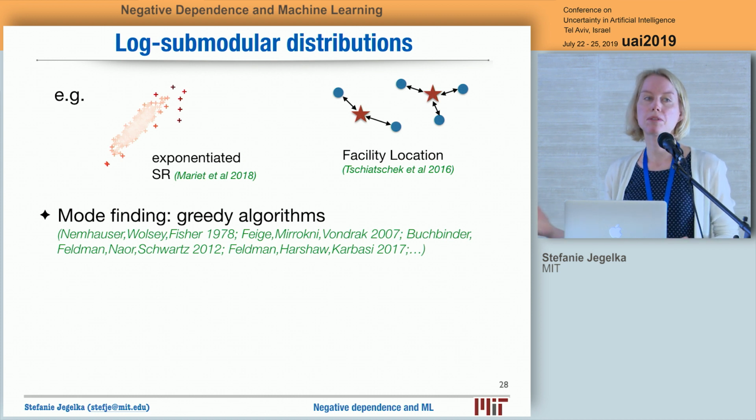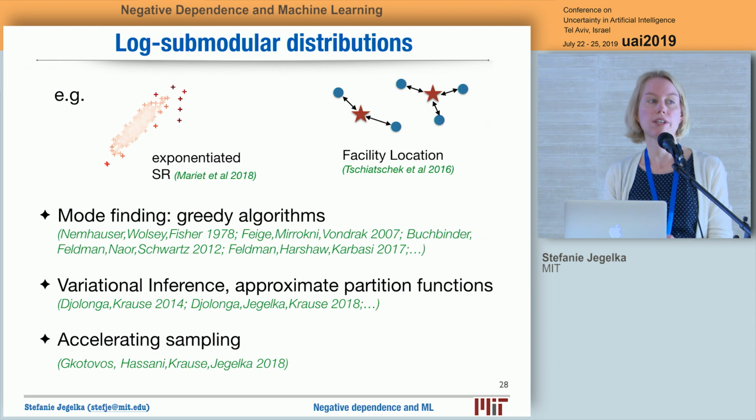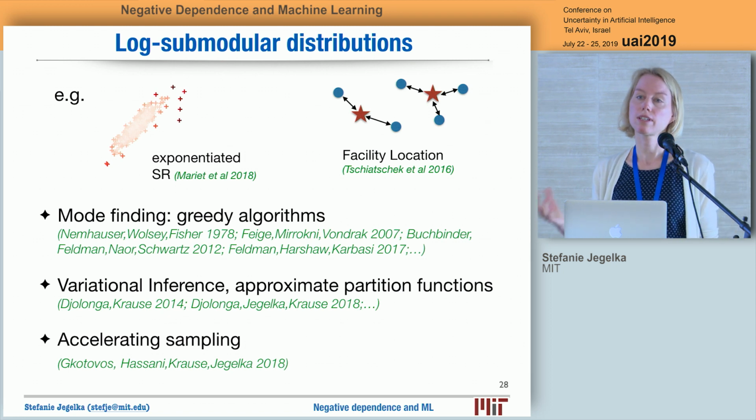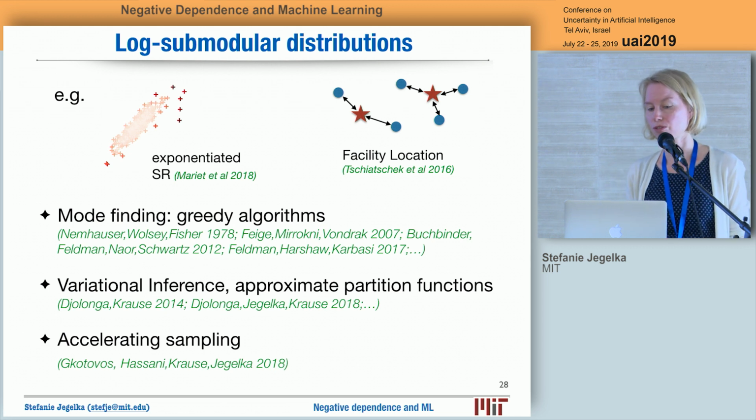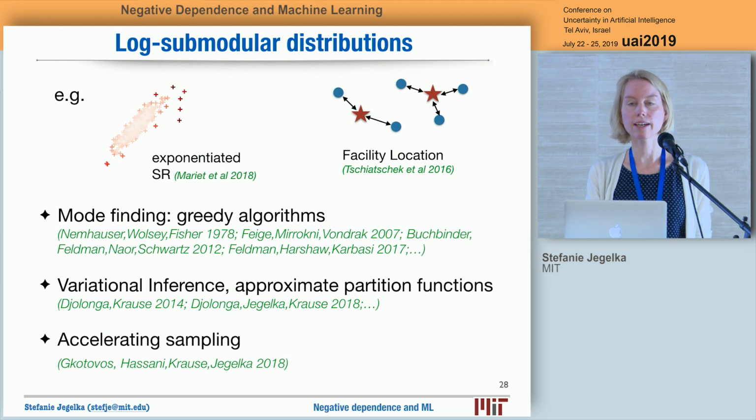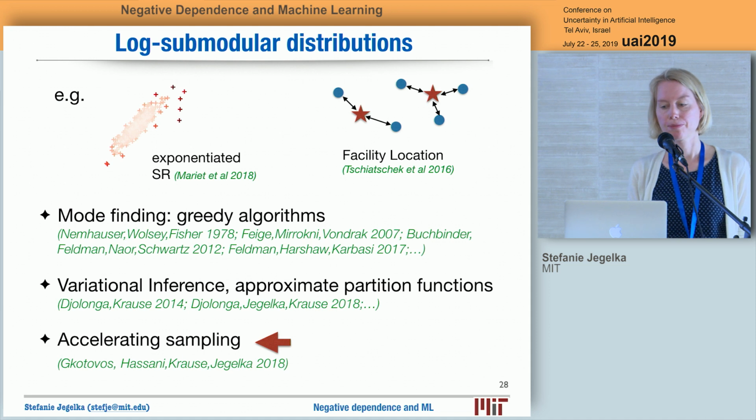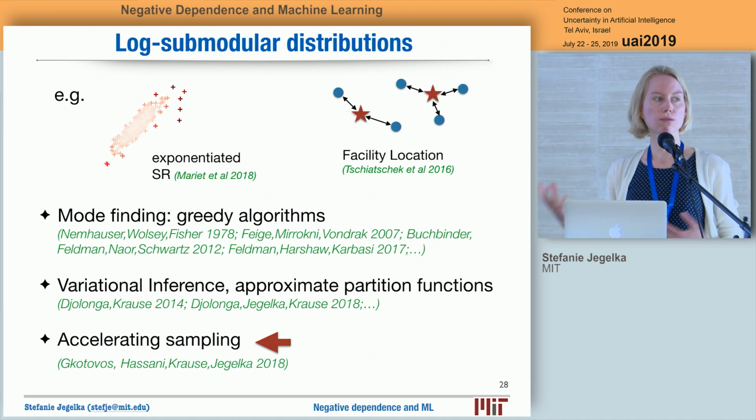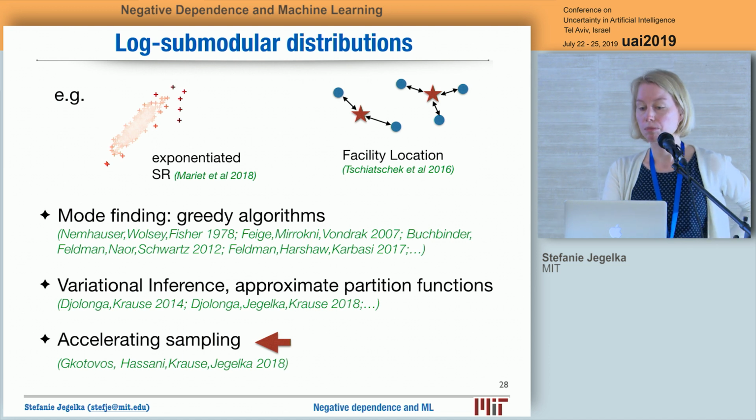But actually, these optimization results have many other implications. For example, I can use ideas from optimization to do variational inference with log-submodular distributions, get actually guaranteed approximations to my partition functions also, and I can also accelerate sampling. Since I'm talking about sampling today, let me talk about the second part. Essentially, the idea is to use ideas from optimization to accelerate sampling, which in the continuous world actually has been explored quite a bit.